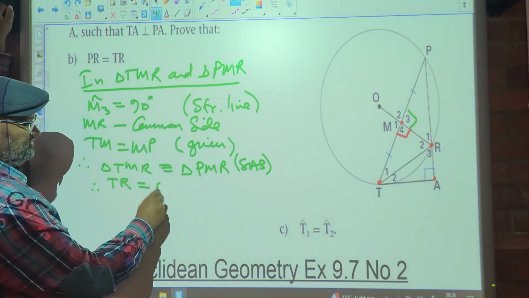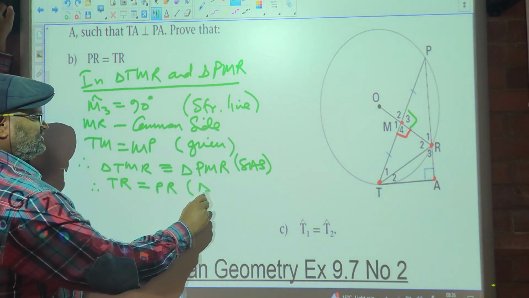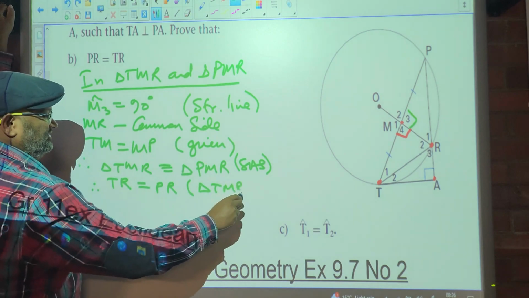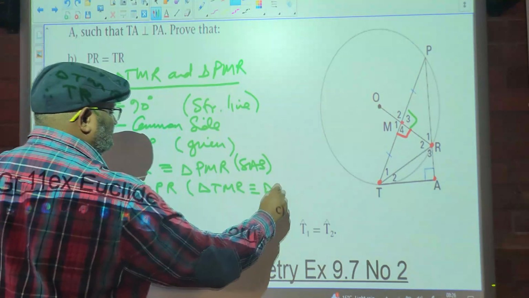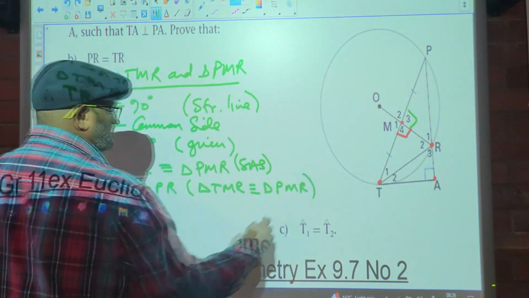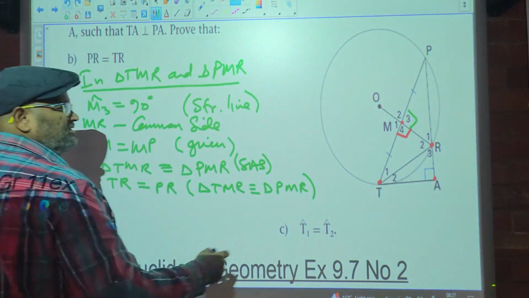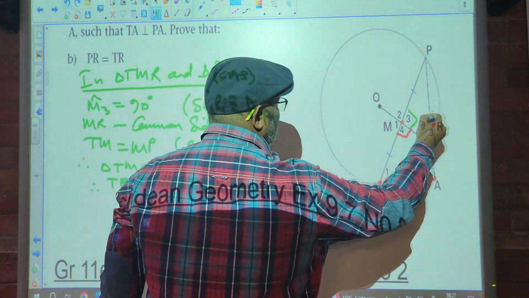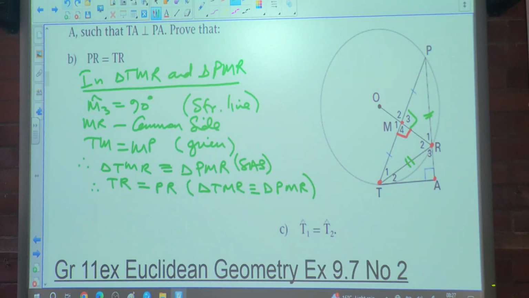TR is equal to PR. Why? Because triangle TMR is congruent to triangle PMR. Okay? And then I make that marking here as well. Why do I do that marking on the diagram? So at one glance at the diagram, I know exactly what we have.